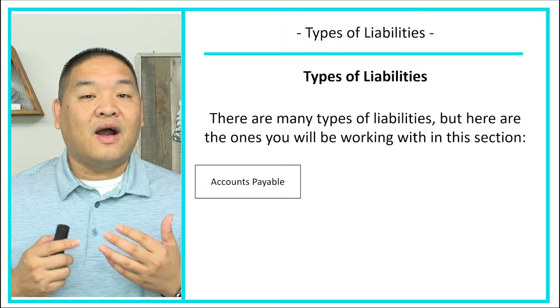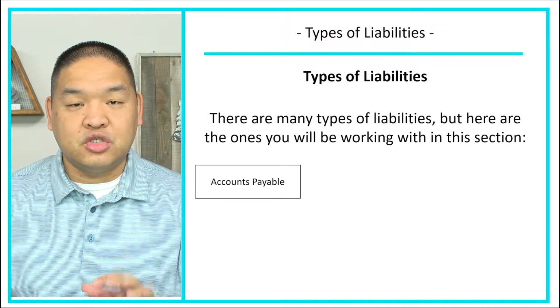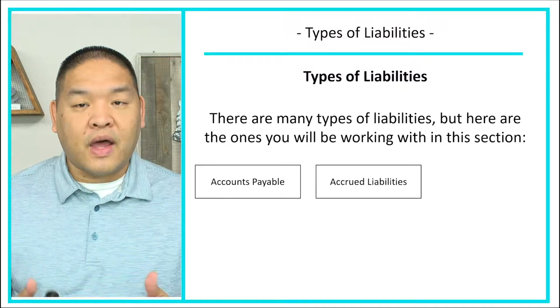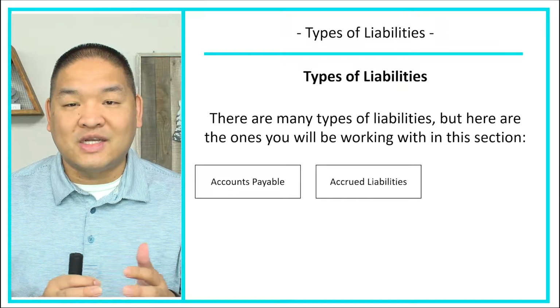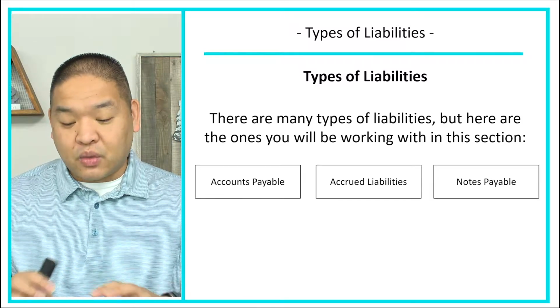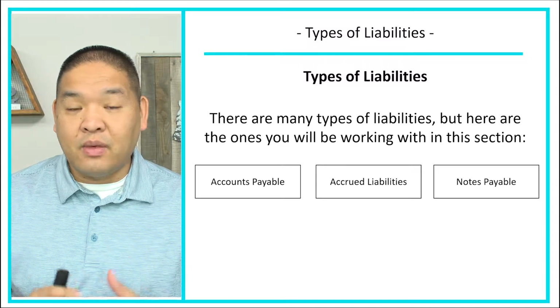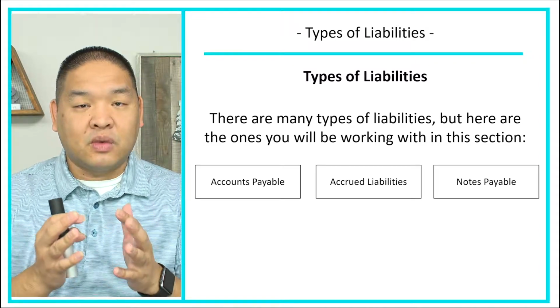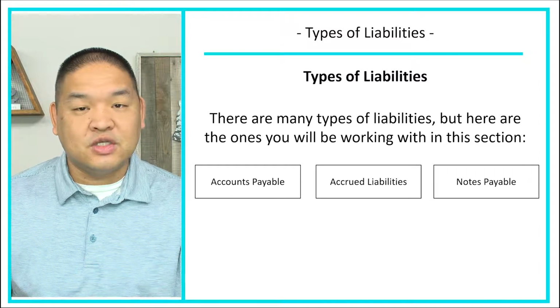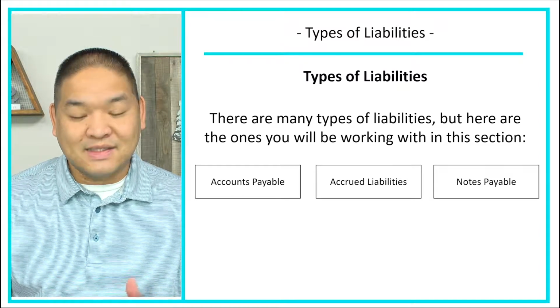The first one is accounts payable, which you should be familiar with already. The second one we're going to look at is accrued liabilities. We talked about that when we did adjusting entries. And then finally, we're going to be looking at notes payable. Now, we might call them a little bit differently, which we're going to see in a couple of other lessons, but those are what we're going to stick to in our lessons in this section.